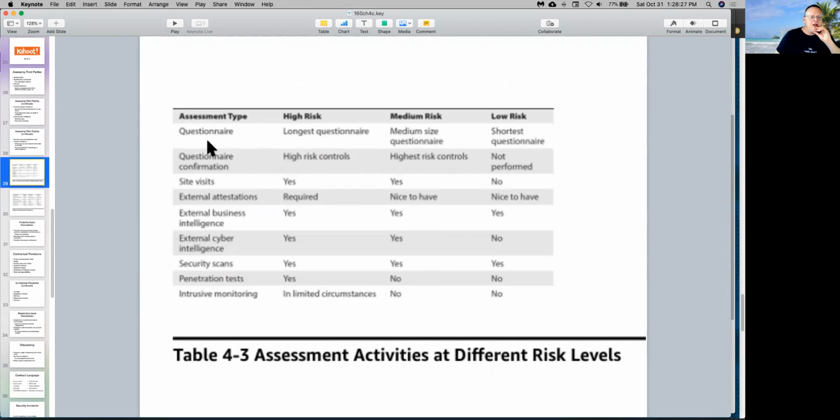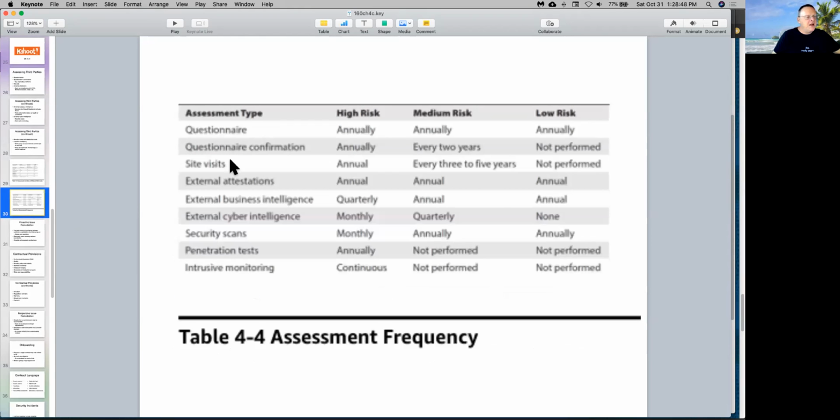And so here's different risk levels. You might use a questionnaire and have a different kind of questionnaire for high, medium, and low risk. You might do the confirmation only for the high and medium risk and only do the site visits for them, and something like a penetration test only for the highest risk because that's expensive and you'd have to be a pretty important customer for them to agree to that, and so on. You choose which of these techniques to apply to verify things, and how often you do it, like an annual questionnaire, a quarterly business intelligence report on what a third party thinks of the business, and so on.